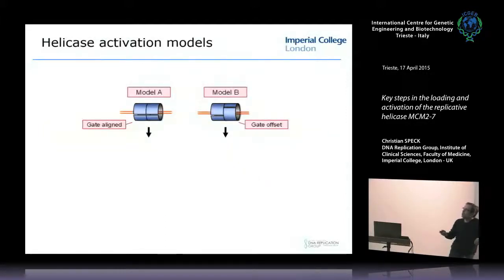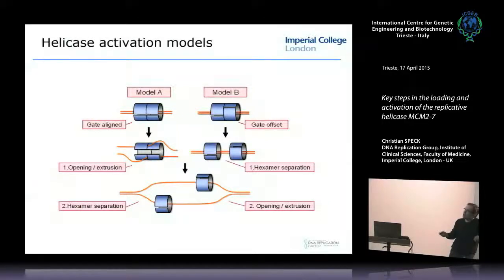And we came up with a model A and model B. So model A is, the 2-5 gates are nicely aligned to each other. And then what could happen is you could just open it up and remove the DNA. Or the gates are offset. So either you open it up and then can deal with the DNA, or you have them offset, and then you need to separate first, and then you could open up.